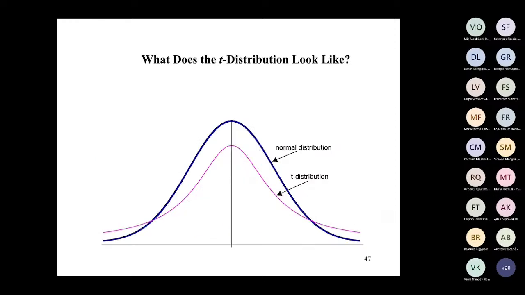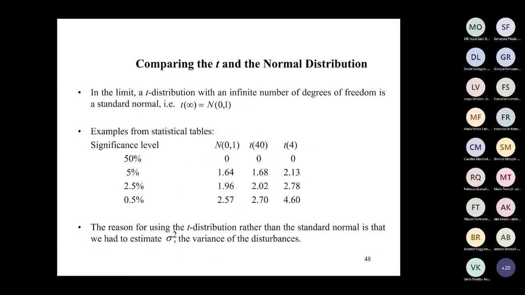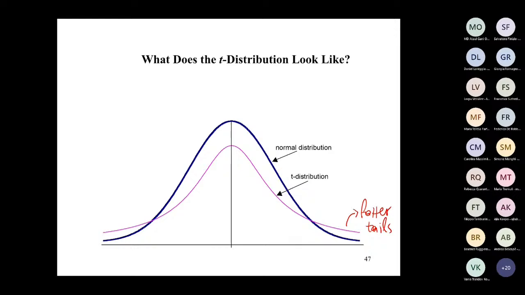Okay, so what's the difference between the normal and the T? The T, you can see, has fatter tails. So one important difference between the T and the normal is the fact that the T has fatter tails. Fatter tails means what? Could somebody help me? What does fatter tails mean?